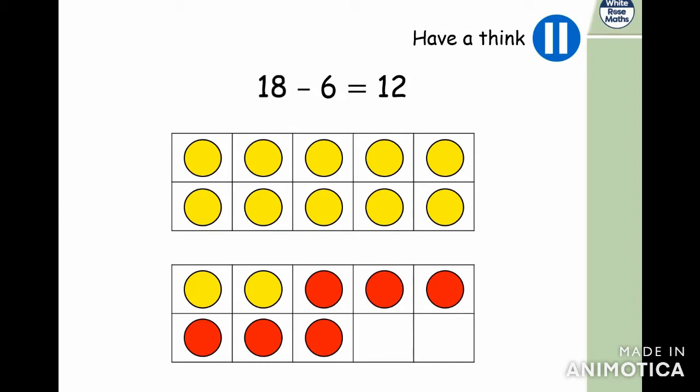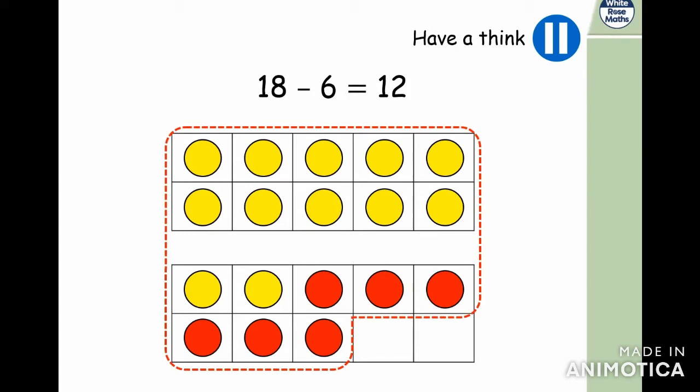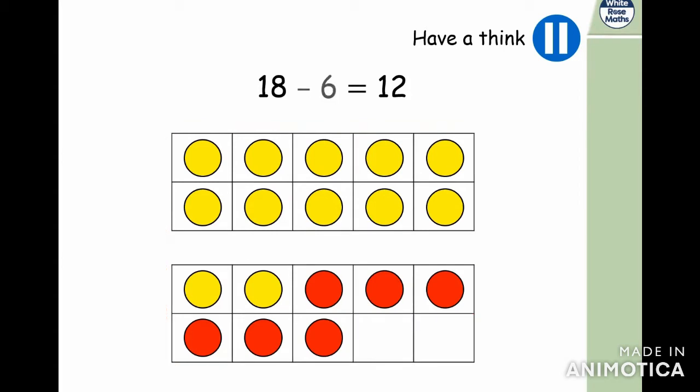That's right. 18 is our whole, and that's all of the counters. We've not got rid of any. We've got 18 from the start to the finish. The 6 is just one of those parts. They're red, aren't they? We've turned them to be red. So we can still see 18 counters, and we can see that one of the parts is 6. The other part, the 12, is made up of the yellow counters. So we can clearly see 18 is our whole, 6 is a part, and 12 is the other part.